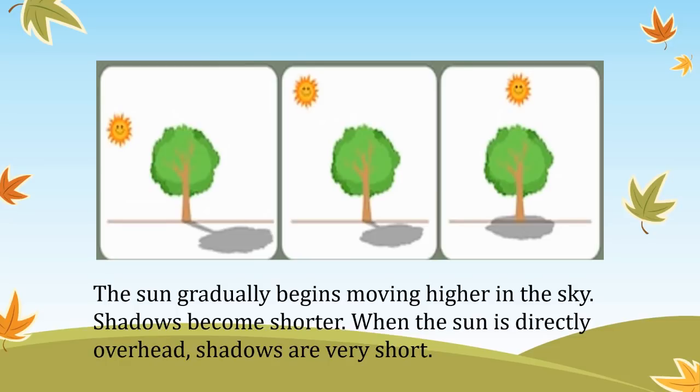So students, as you can see in the first picture, the sun is in the east direction and the shadow of the tree is long and it is in west direction. In the second picture, you can see the sun is moving high and the shadow is becoming short. In the third picture, the sun is above the tree and the shadow has become very small.